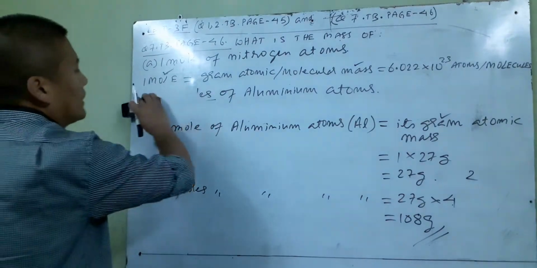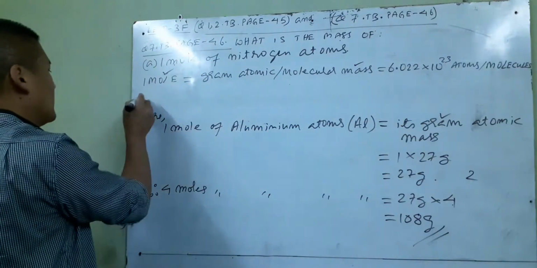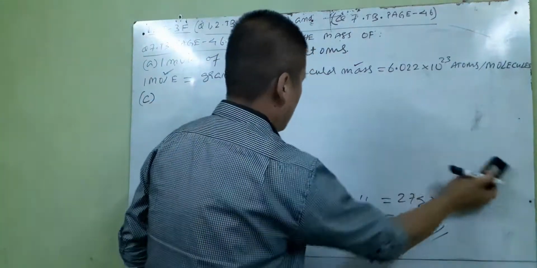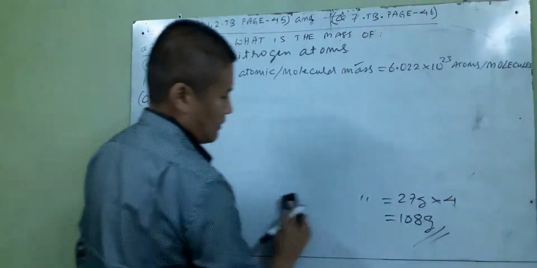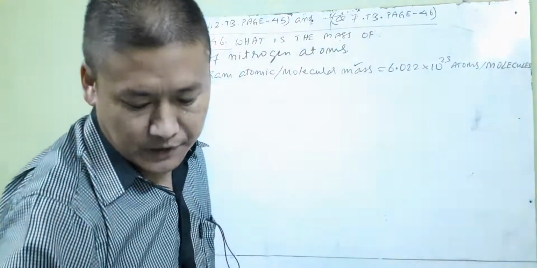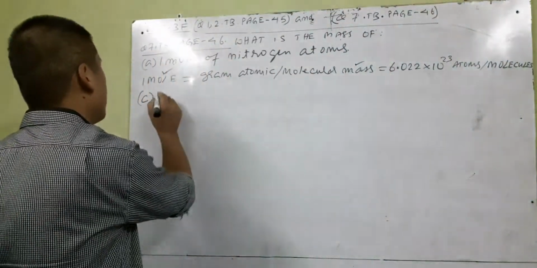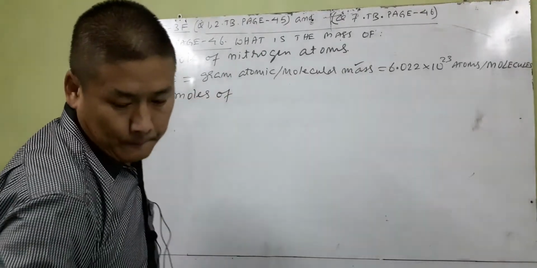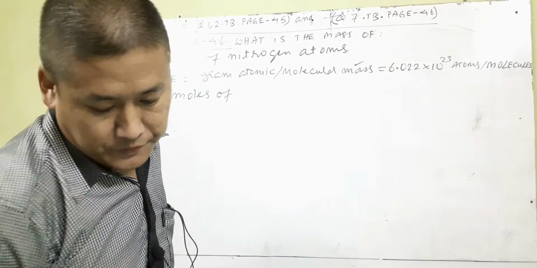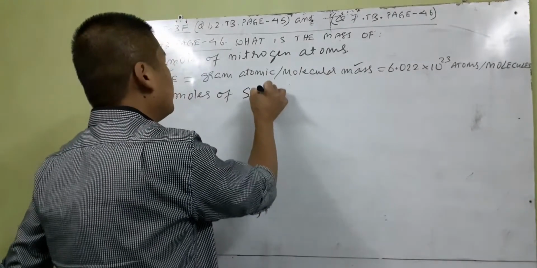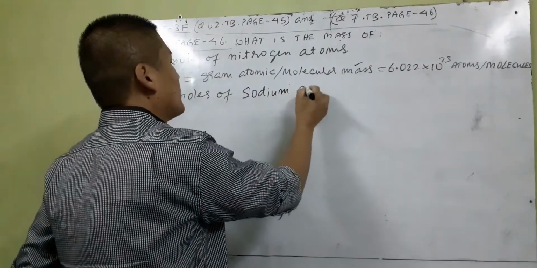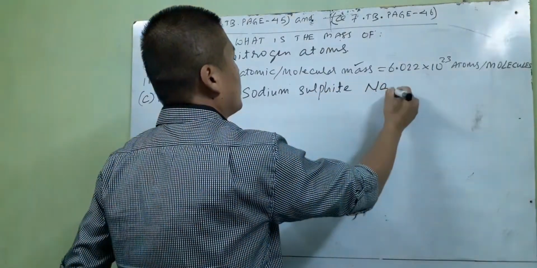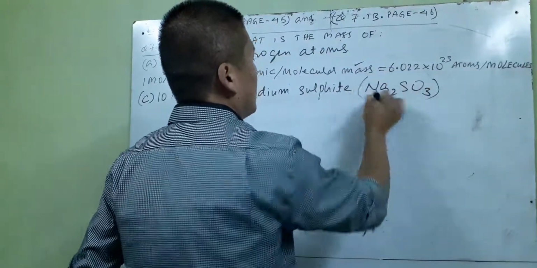Then the third one, C. So C is, what is the mass of 10 moles of sodium sulfite? So this is important, interesting also. 10 moles of, they've written the name also, formula also, sodium sulfite, S-U-L-F-I-T-E, please notice that, Na2SO3, that is the one.